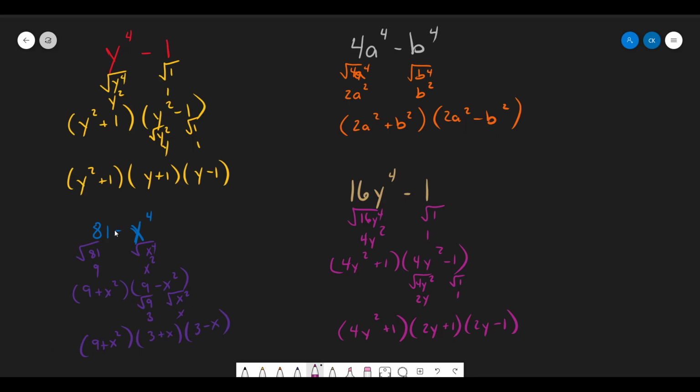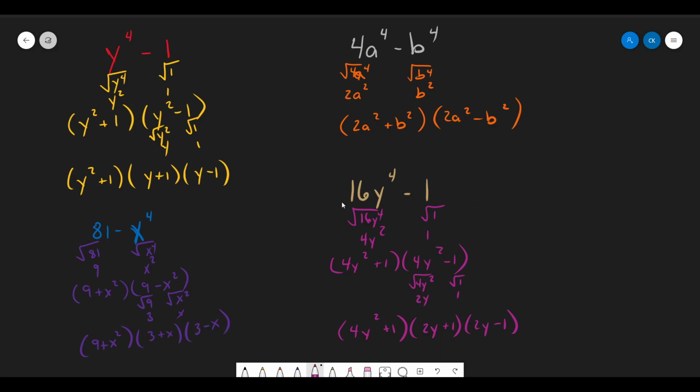For the third one, the square root of 81 is 9. The square root of x to the fourth is x squared. So I have 9 plus x squared, 9 minus x squared. I look at the second one: the square root of 9 is 3, and the square root of x squared is x. So it's going to be 9 plus x squared, 3 plus x, 3 minus x.